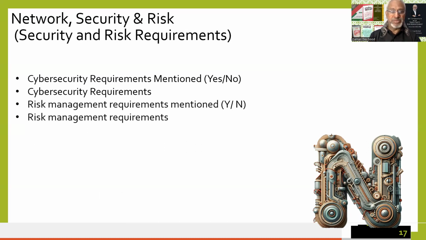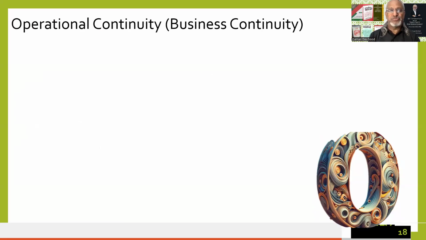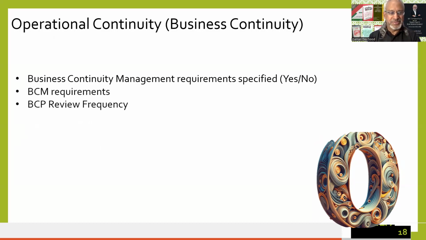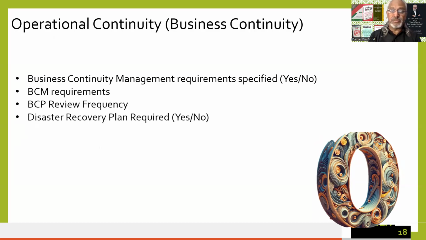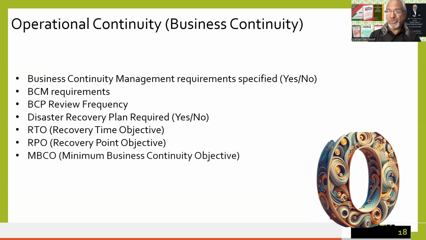Risk management requirements, physical security requirements, and O stands for operational continuity, business continuity. You may like to have a lot of expectations from your third party. So have you mentioned, specified your BCM requirements, and what are those? The frequency of BCM review or BCP reviews, disaster recovery plan expectations included, yes or no? What is the recovery time objective, recovery point objective, and minimum business continuity objective that you expect your third parties to maintain?